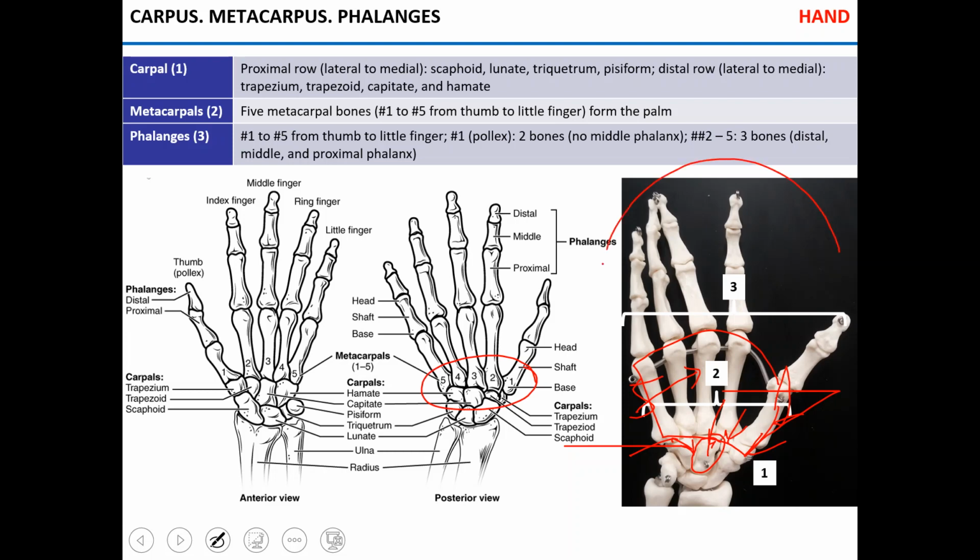These bones are phalanges: proximal, medial, distal. The only finger that does not have a medial phalanx is the thumb. In the thumb you can find only proximal and distal phalanx.